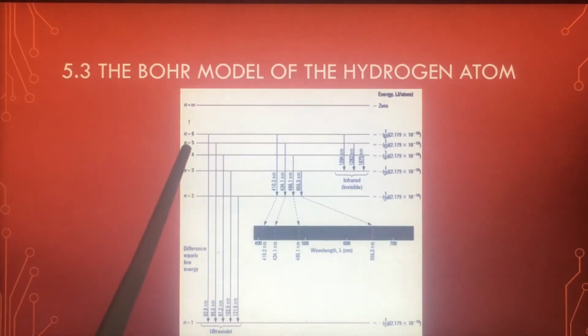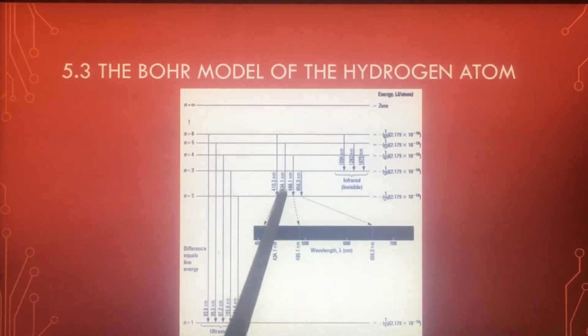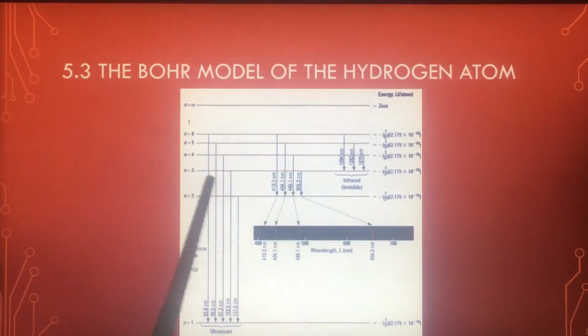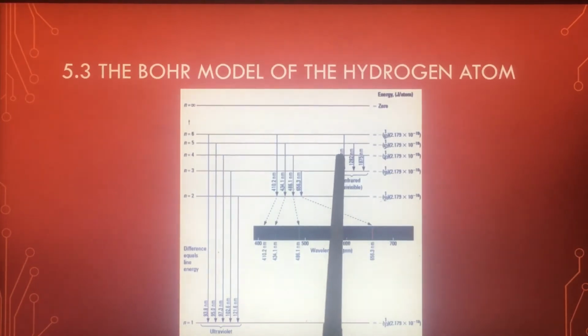So n is equal to 6 to n is equal to 2, n5 going to n2, n is equal to 4 going to n2, and n is equal to 3 going to n is equal to 2. These 4 transitions we see in the visible region. That is why, from the previous experiment, we only see 4 bands. If we have some transitions from a higher energy level going to n is equal to 3, it will fall into the infrared or IR region.